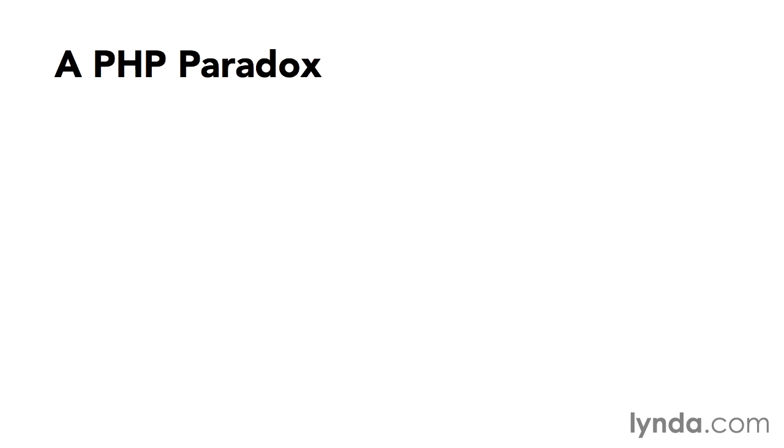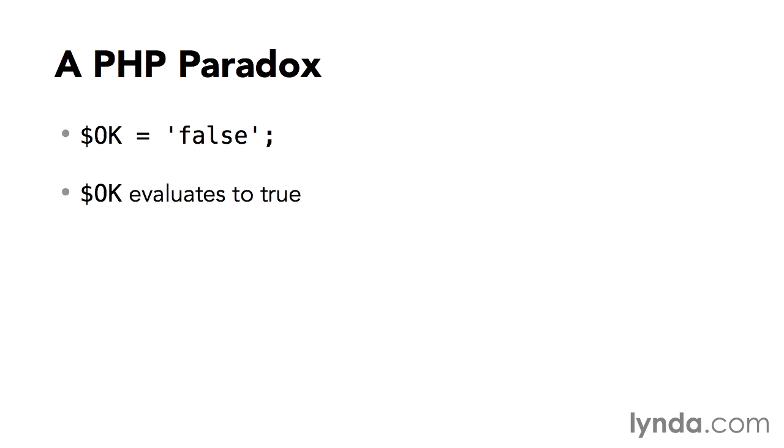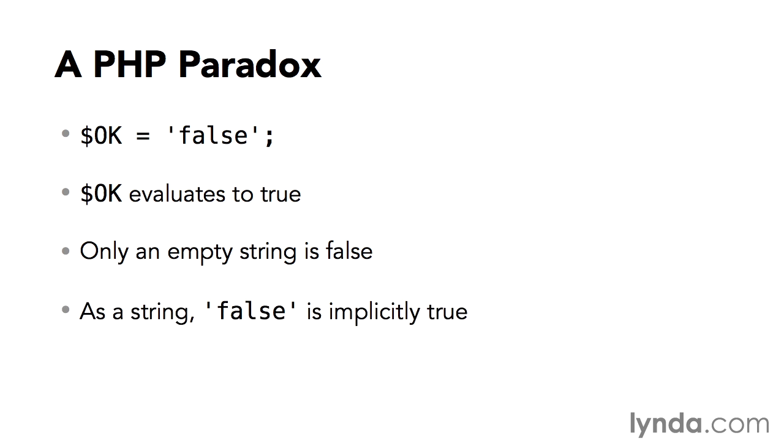So here comes a PHP paradox that frequently trips up beginners. It looks as though OK has been set to false. Wrong. It's true, because false is in quotes, so it's a string. Only an empty string with nothing between the quotes is false. As a string, false between quotes is implicitly true.